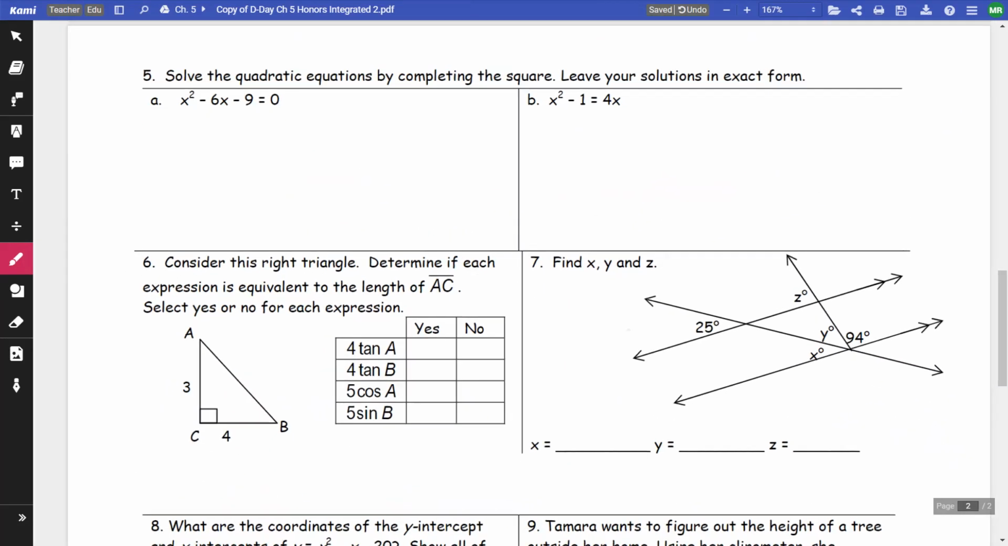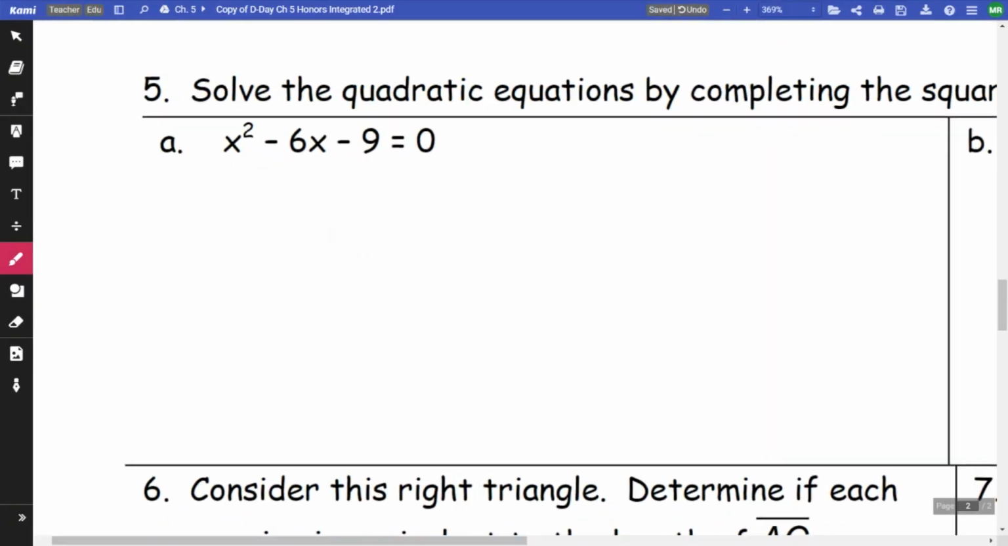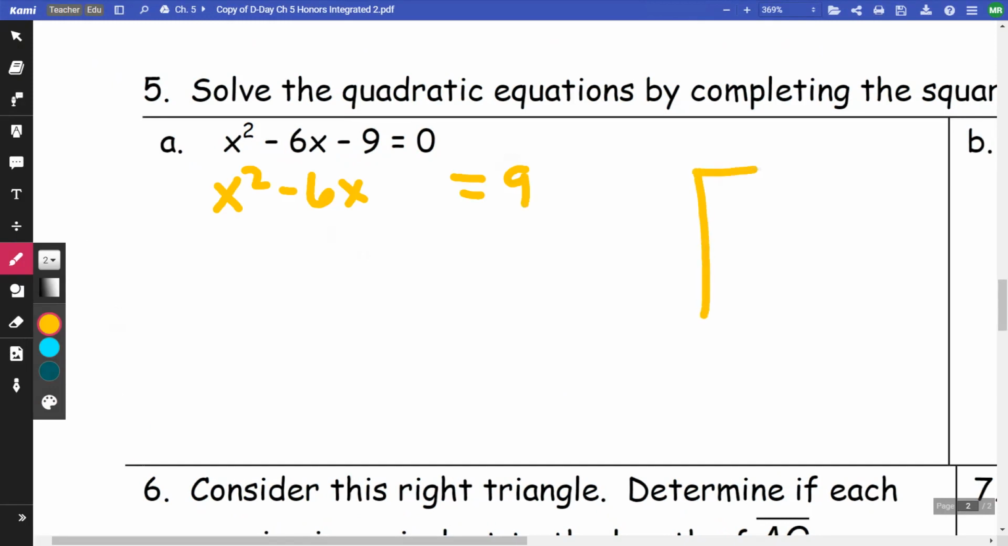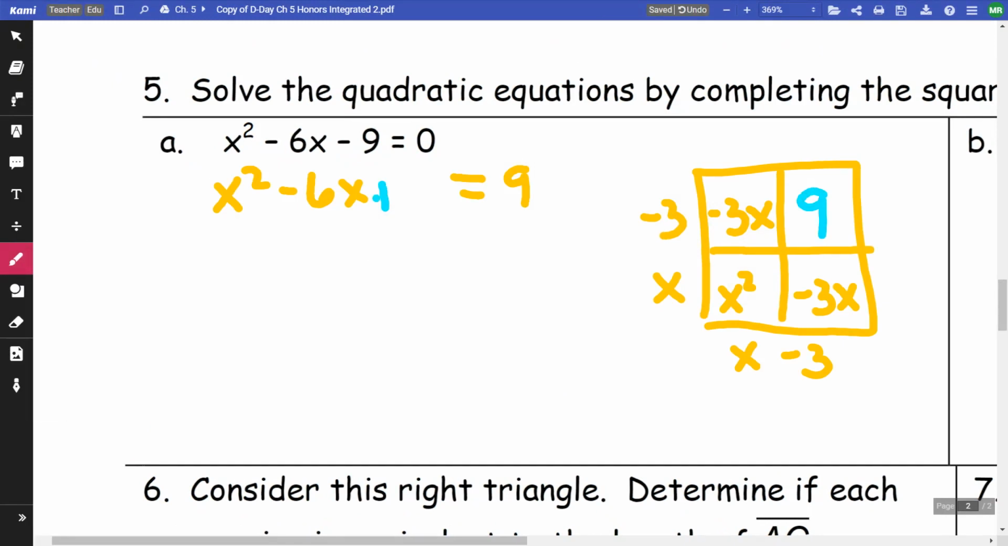On number 5, we are completing the square and they want us to leave it in an exact form. That means in a radical form. So if I'm completing the square, I am going to be having x squared minus 6x. I'm going to take the 9 to the other side, so that minus 9 becomes a plus 9. If I am doing a box, I have x squared. I'm going to split my negative 6x as a negative 3x and a negative 3x. So that means this is going to be an x minus 3 and an x minus 3. So this missing piece up here should have been a positive 9. So I'm going to add 9 here and I'm going to add 9 here.